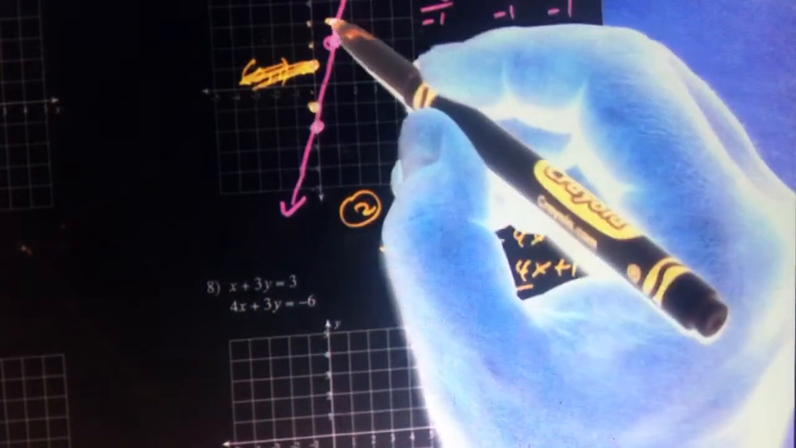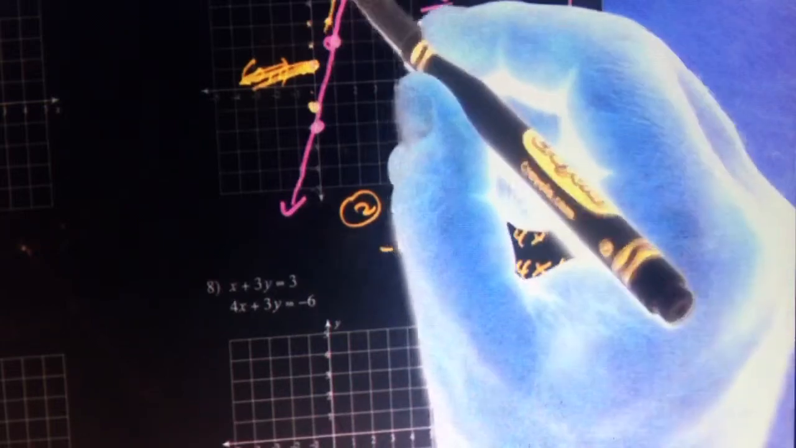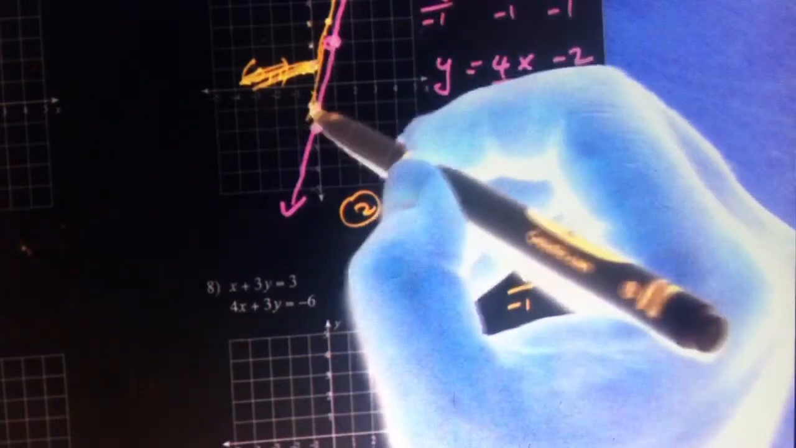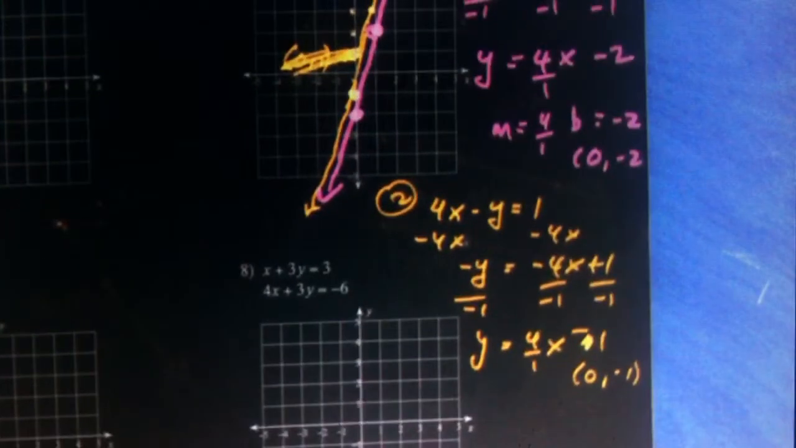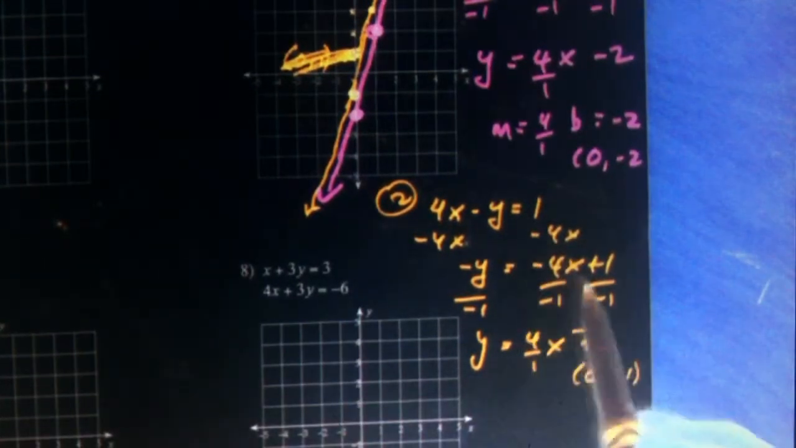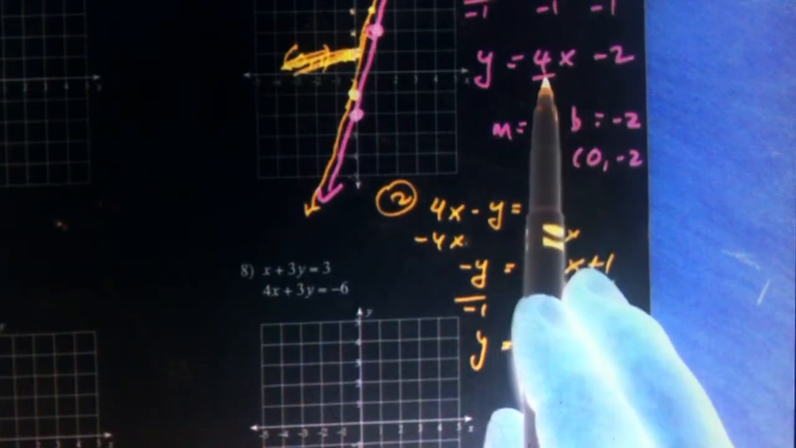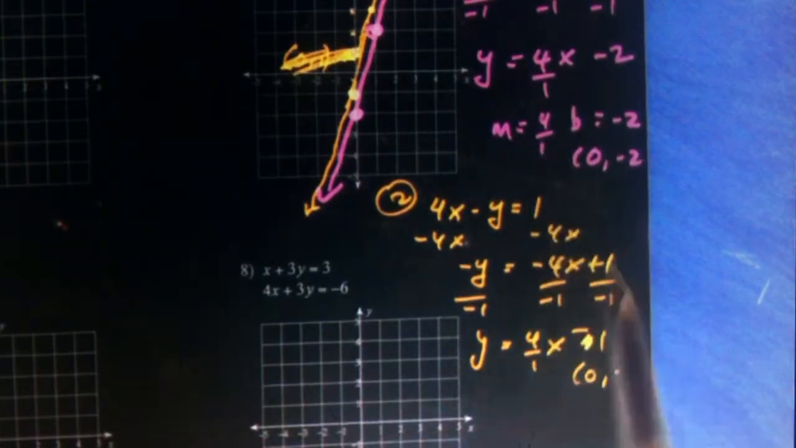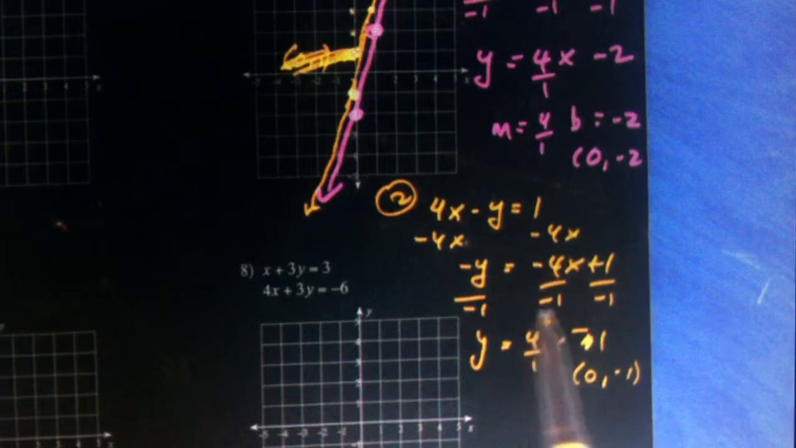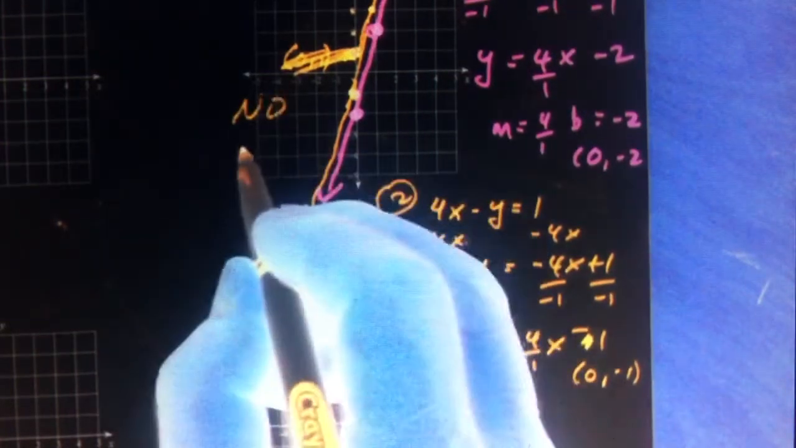It's parallel to this line. It's very hard to see that because they're very close together. And I'm going to do it freehand, but basically you get a parallel line because they have the same slope. So again, 4 over 1 was the slope for the first line, and 4 over 1 is the slope for the second line. They both have the same slope. There is no solution to this system of equations.